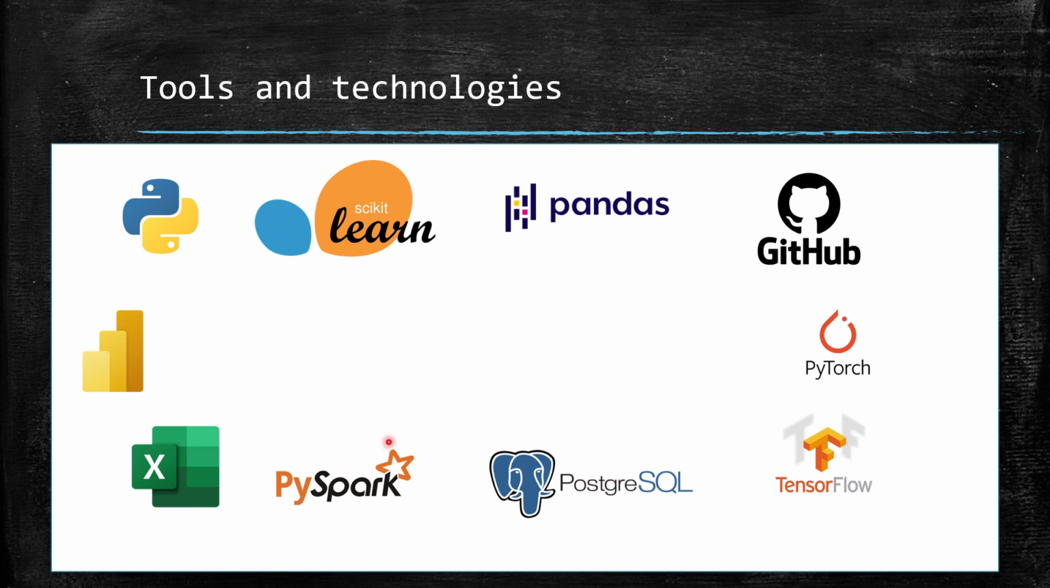PySpark is a Python API for Spark, which is a distributed computing framework. Sometimes the data we work with are so large they do not fit into the memory of a single computer. So we distribute the work across many computers to allow us to do large-scale analysis.